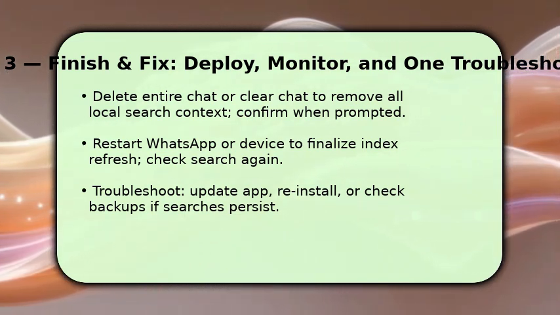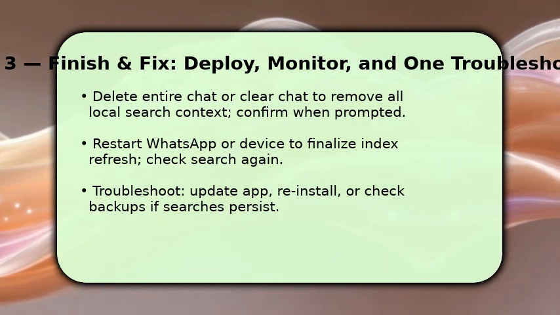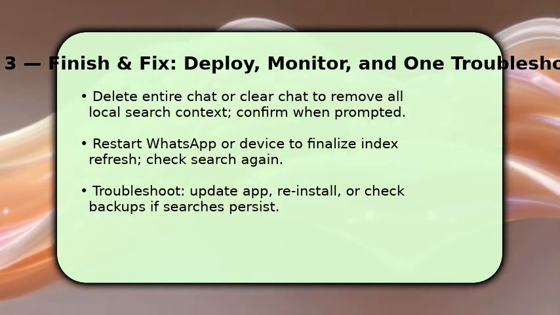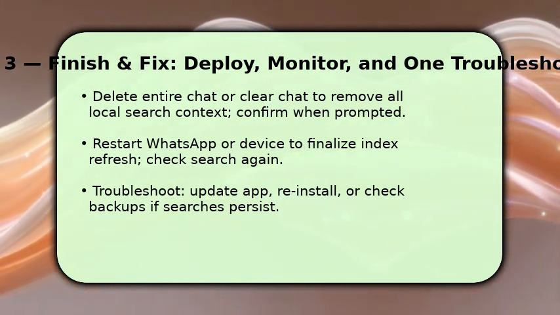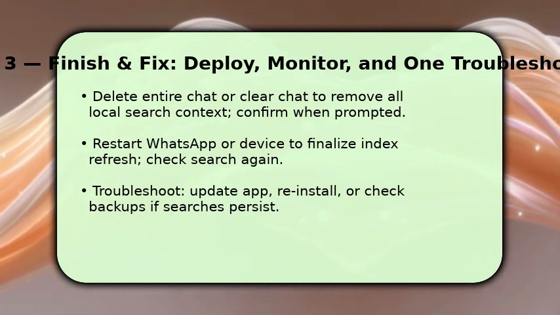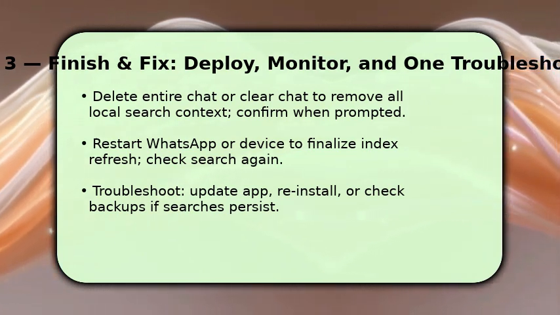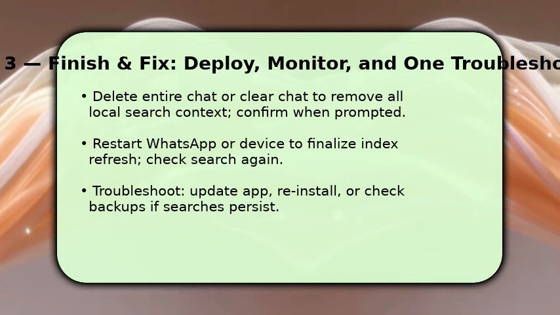If items still show, make sure the app is up to date and consider reinstalling WhatsApp after exporting backups. This resets local caches. If you use cloud backups, remember deleted local messages may still exist in backups, so manage them accordingly.